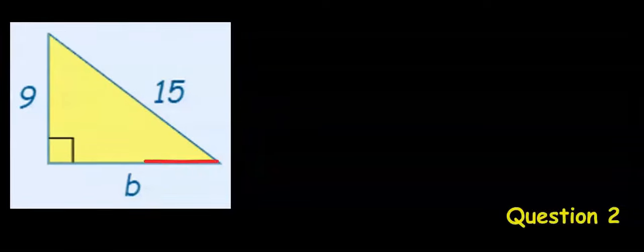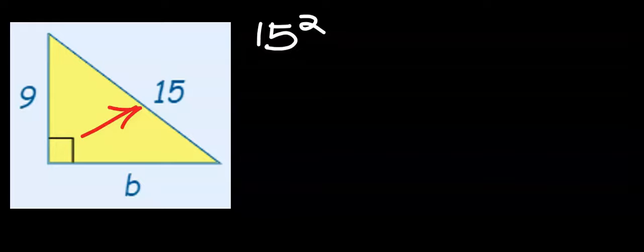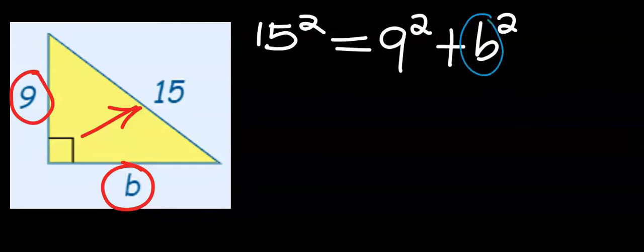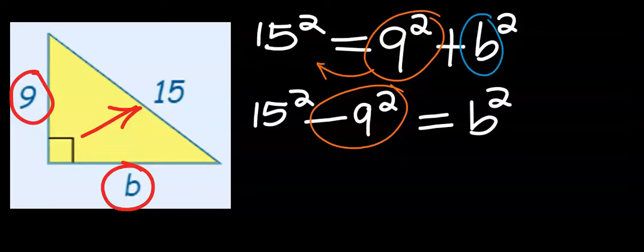Let's find the length of this base. The first step is to identify the longest side, which is the side facing the right angle, and it will be squared. The next step is to square each of the remaining sides and add them. Next is to isolate B. Hence, 9 squared needs to move, and on the other side it will become a minus 9 squared.